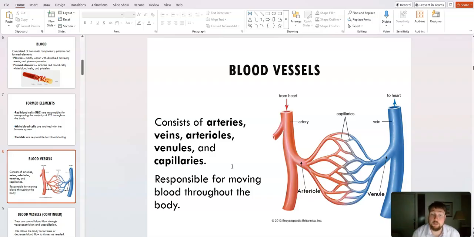Blood vessels. Make sure y'all know the different blood vessels. Arteries and arterioles, they deliver oxygen-rich blood. Veins and venules deliver carbon dioxide-rich blood, aka deoxygenated blood. Okay. And make sure you memorize, you study this figure, because I guarantee it's going to show up on your Unit 1 test. Okay.